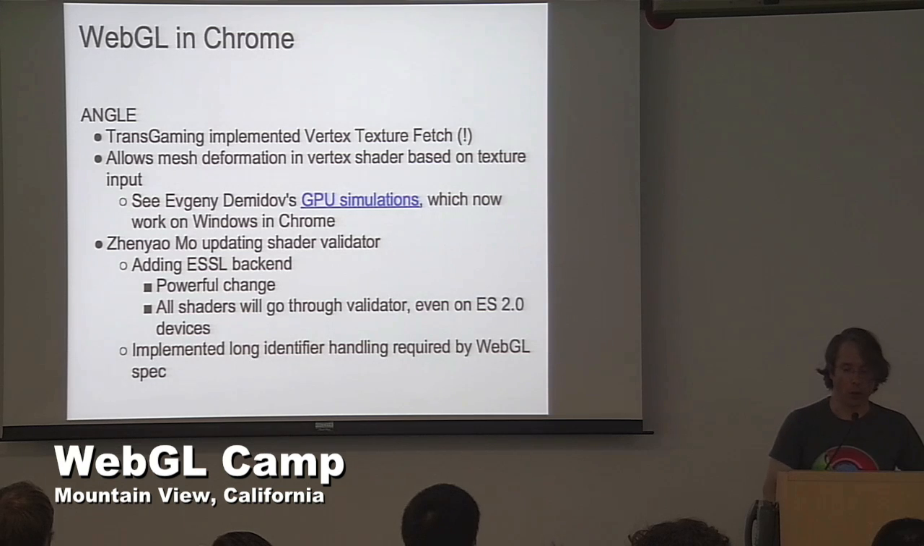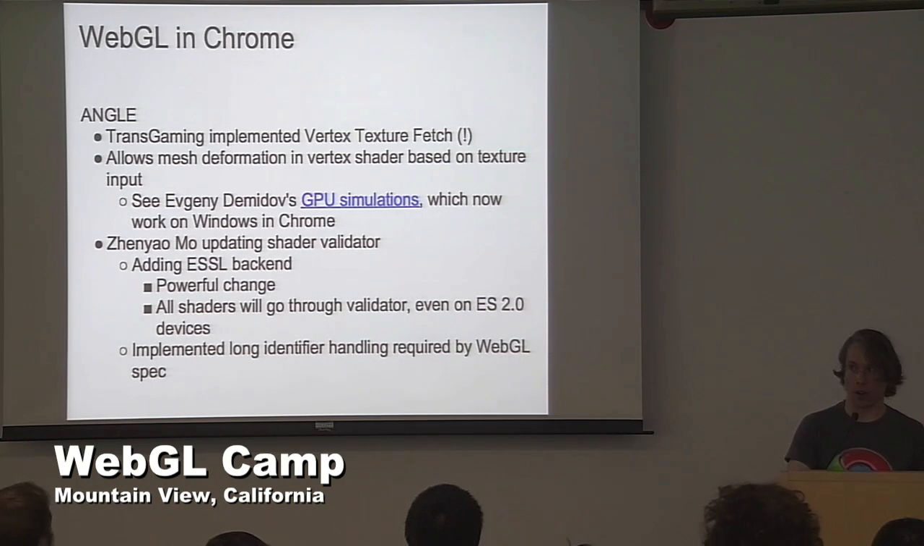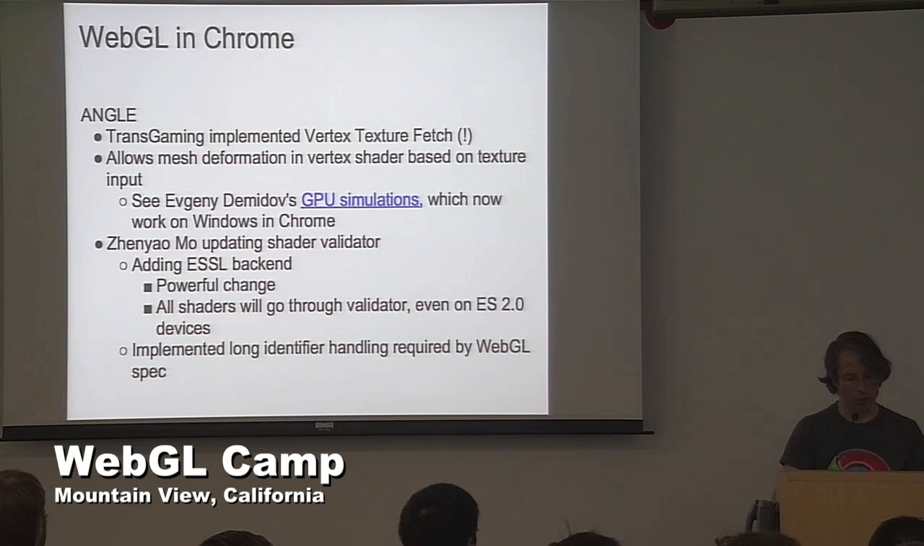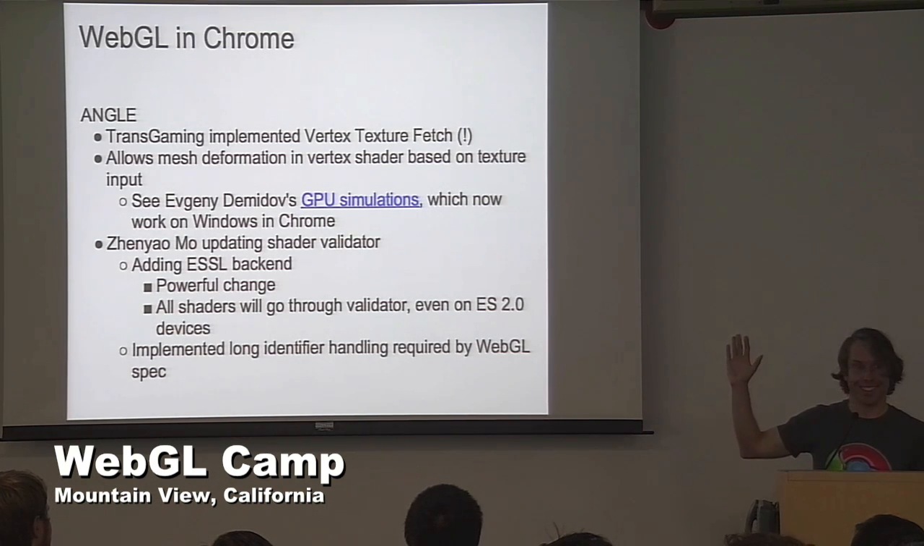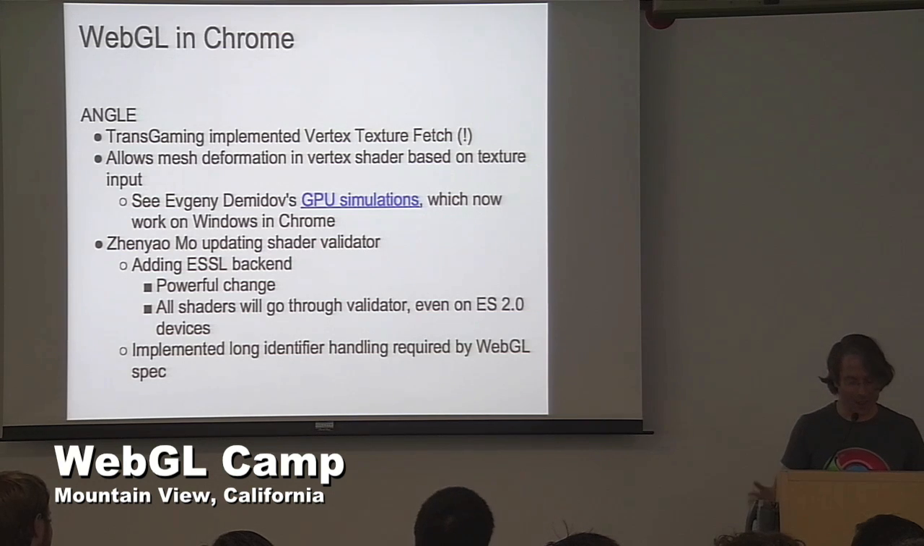Angle. Angle is the library that Chrome and actually Firefox both use in order to run WebGL on Windows. It translates OpenGL ES2 down to Direct3D calls. Now, there have been a ton of changes in Angle recently. Number one is that Transgaming, the company that started the Angle project in cooperation with Google, has implemented Vertex Texture Fetch. Who knows why this is a big deal? All right, at least there's a few out there that understand why this is such a big deal. The basic idea is that it allows the mesh to be deformed in the Vertex shader based on texture inputs.